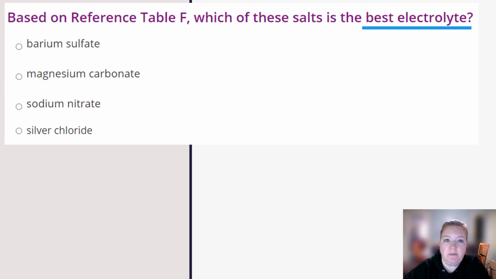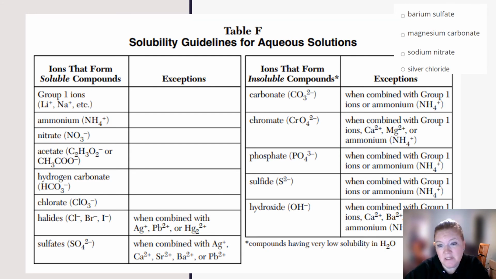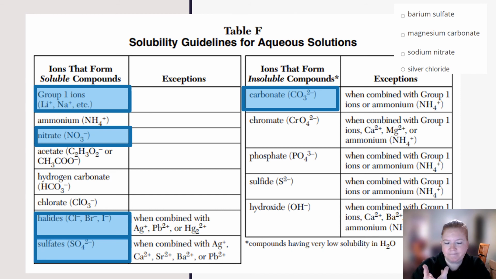Based on reference table F, which is the best electrolyte. So again, I'm looking for soluble. Now, this one is in words, which slightly makes it harder, but only for the first element. Because sulfate, carbonate, nitrate, chloride, I can see those. Well, I have to assume that halides, chloride, okay? And sodium, I should know as Na. So this one is a little bit trickier.